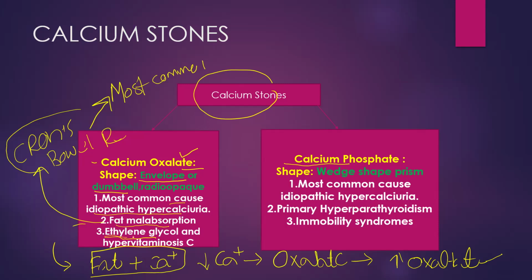Ethylene glycol, that is antifreeze, and hypervitaminosis C, that is toxicity of vitamin C, may also lead to calcium oxalate stones. The calcium phosphate stones are wedge-shaped, prism-shaped stones. The most common causes, again, are idiopathic hypercalciuria, primary hyperparathyroidism, and immobility syndromes.